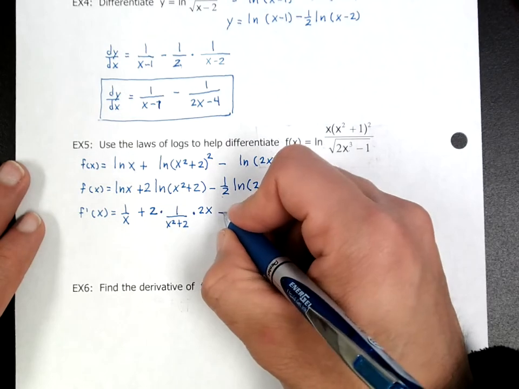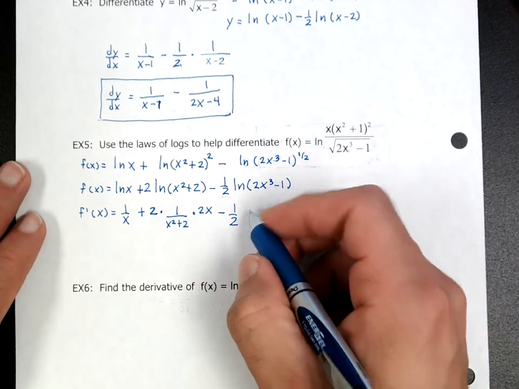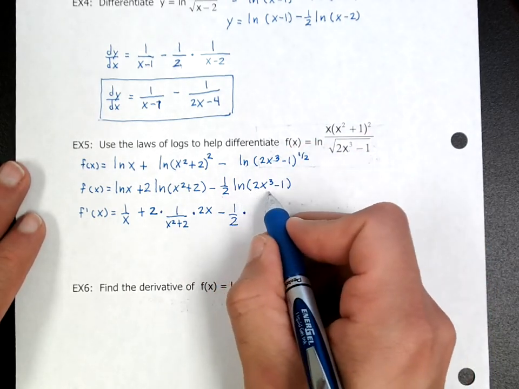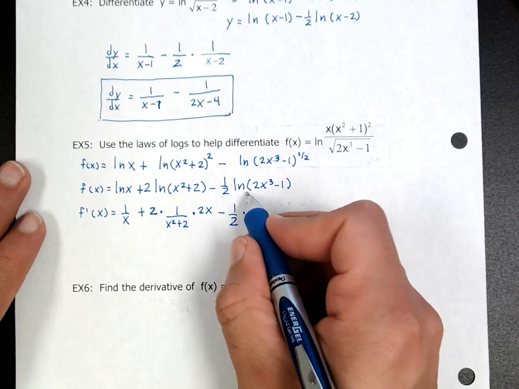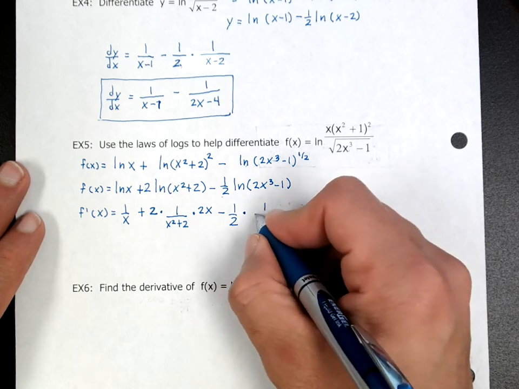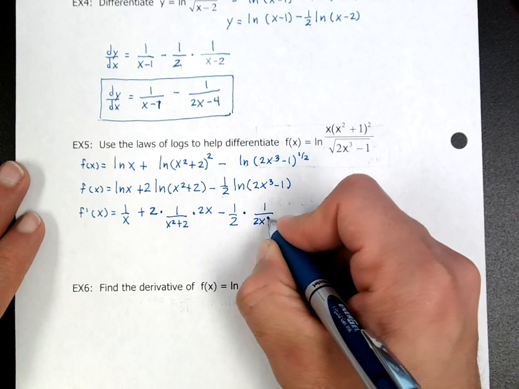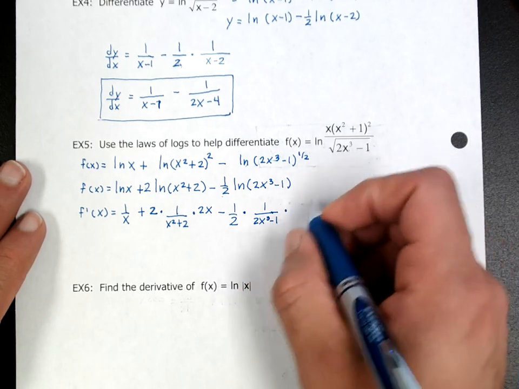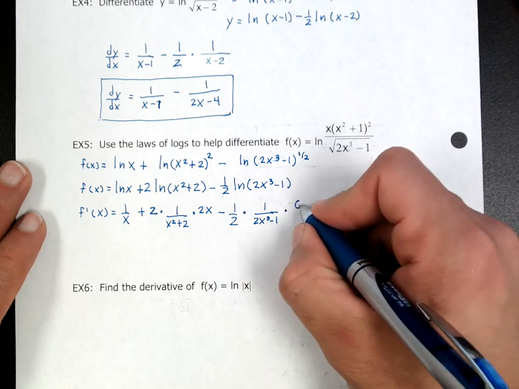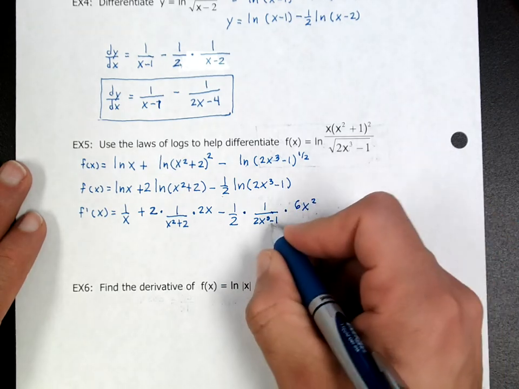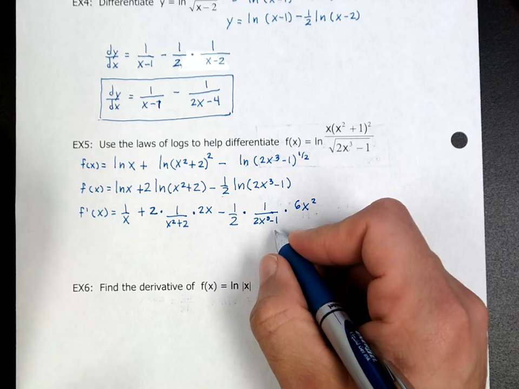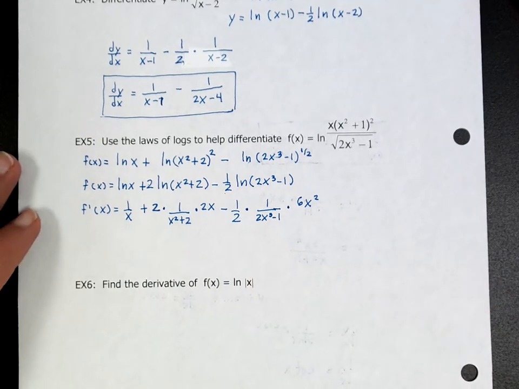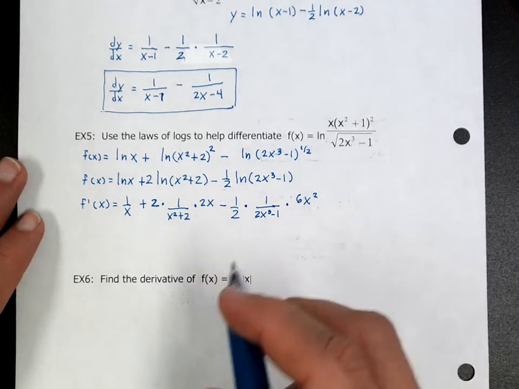Now minus 1/2 times the derivative of the natural log of 2x cubed minus 1. Remember, to take the derivative of this, you would have 1 over 2x cubed minus 1 times the derivative of 2x cubed, which will be 6x squared. Now the derivative of this negative 1 would be 0, so I'm not even going to write that. So now all I'm going to do here is just simplify everything.